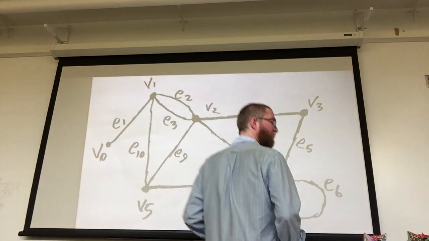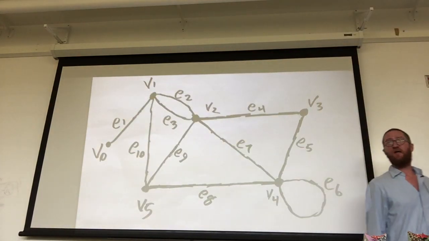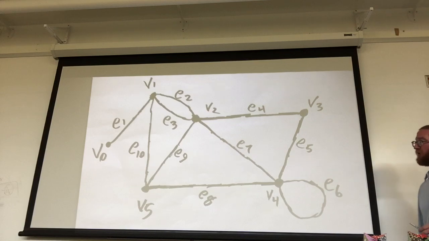Okay, so this is the graph that we're going to be looking at, and we're going to look at a couple different scenarios of a walk and try to determine if it's a trail, a path, a closed walk, a circuit, or a simple circuit.